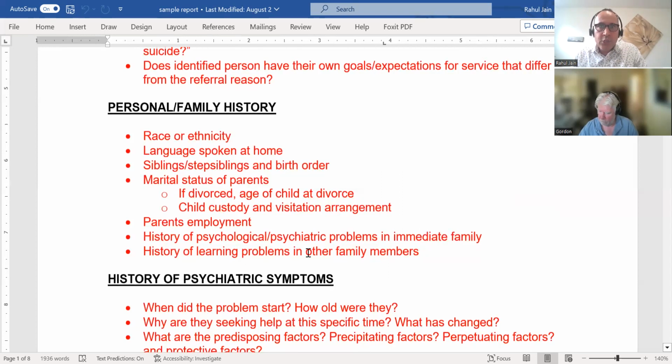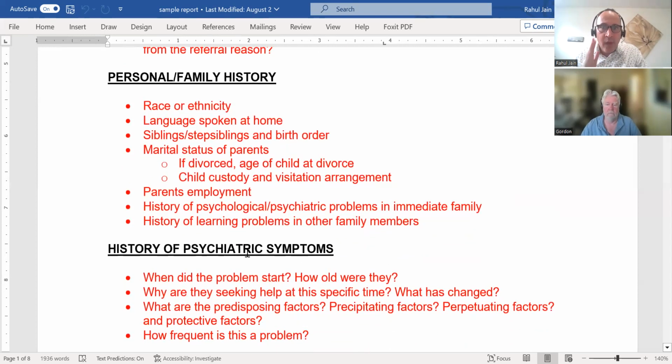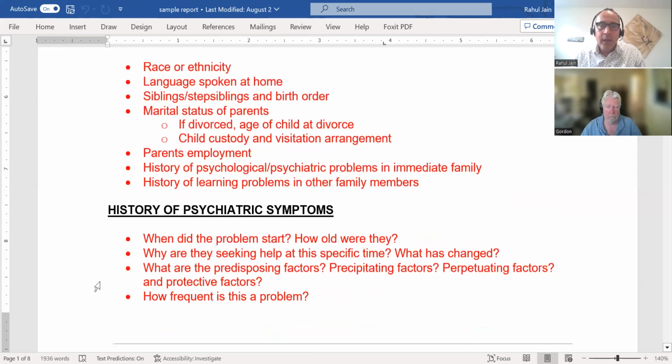Now, history of psychiatric symptoms, as I said, again a very important section. Ask questions like, when did the problem start? How old were you at the time? And why are they seeking help at this specific time? What has changed? They might say, oh, I've been struggling with this anxiety for over 7 years.